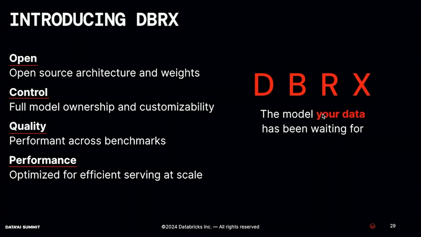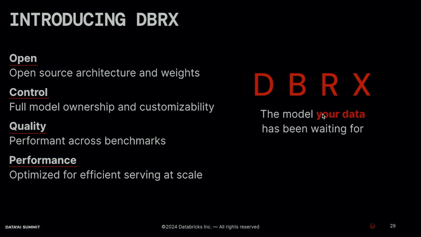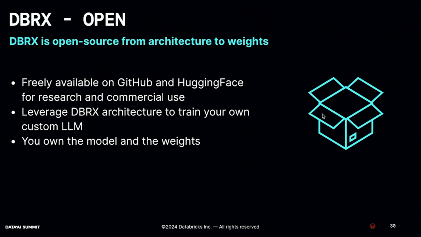All right. I want to talk about four main aspects of DBRX I think are useful for you to know. And it's open, control, quality, and performance. We'll talk about each one of them before we actually look into how you can use the model. So in terms of open, as I mentioned, DBRX is open source all the way from the model architecture to the weights. It's freely available on GitHub. You can check it out on Hugging Face. And it has a commercially permissive license. So you can use it for research, but you can also use it for your own production use cases.